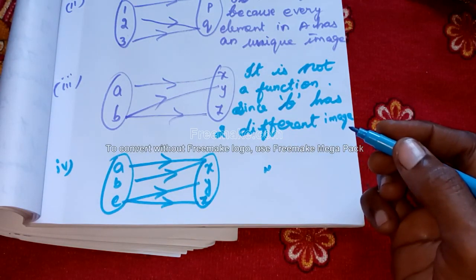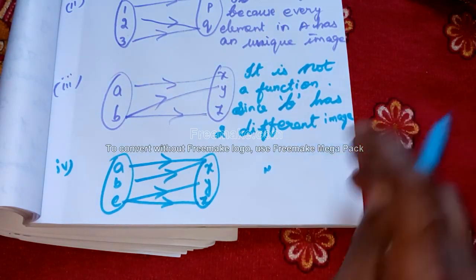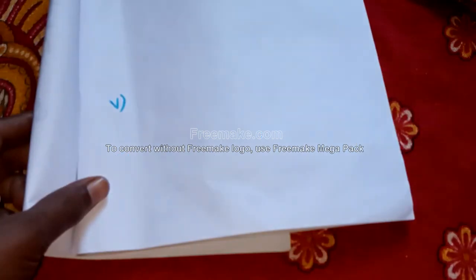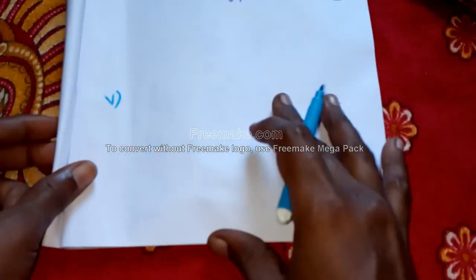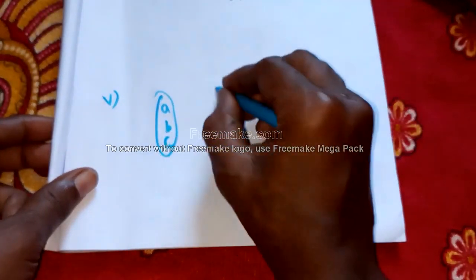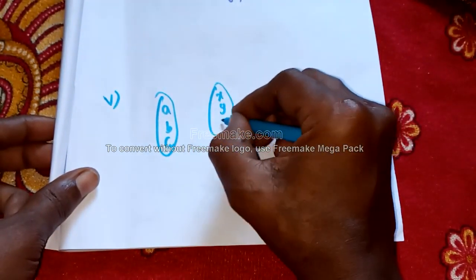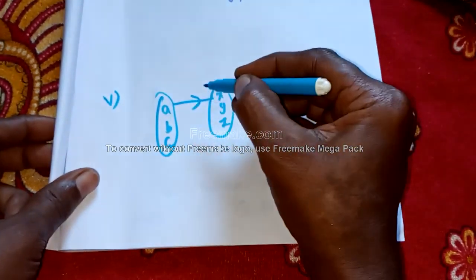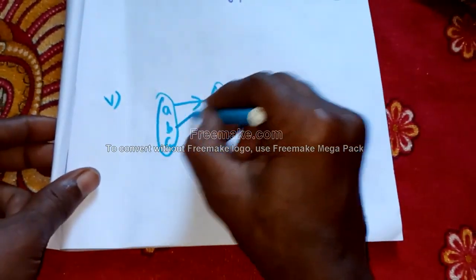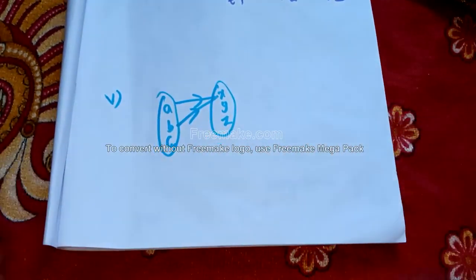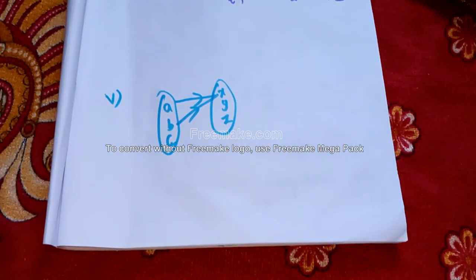Fifth example. Listen, students. A, B, C and X, Y, Z. Here, A has the image X. Next, B has the image X. C does not have an image. Whether it is a function: it is not a function. Why? The element C does not have an image. Therefore, it is not a function.